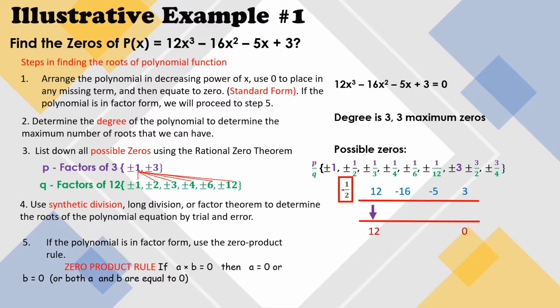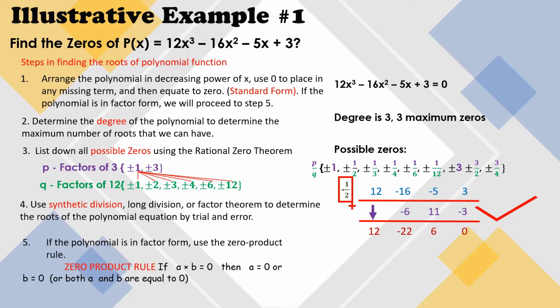So bring down 12, multiply, that's negative 6. We add, that's negative 22. Negative 1/2 times negative 22 is positive 11. Add, that is positive 6. Negative 1/2 times 6 is negative 3. 3 plus negative 3 is equal to 0. So since it is 0, negative 1/2 is one of the zeros that we're looking for.